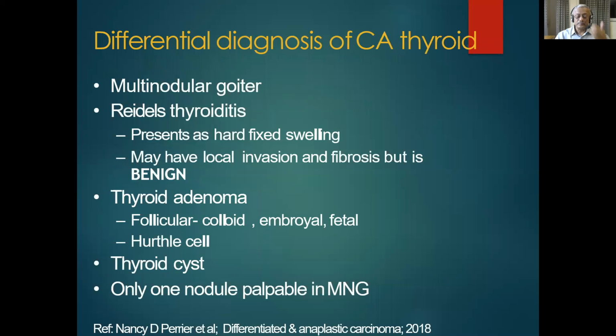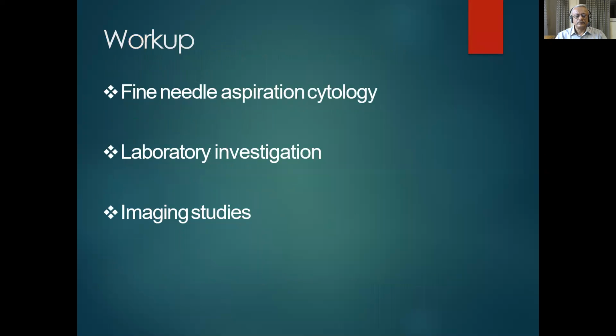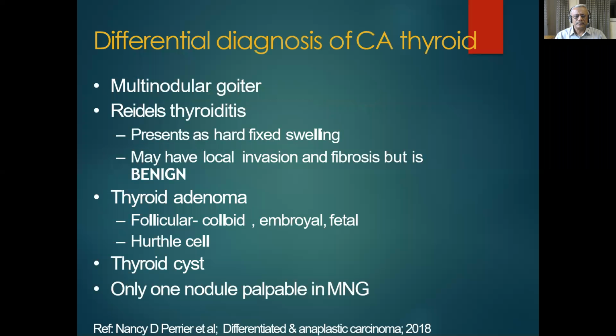So the differential diagnosis will be multinodular goiter or thyroiditis, thyroid adenoma, or thyroid cyst. We'll work up the patient. Lakshman sir, is it necessary for her to tell how to differentiate clinically? I don't think so. She has mentioned the differential diagnosis. How she differentiates all this from carcinoma, is it necessary?